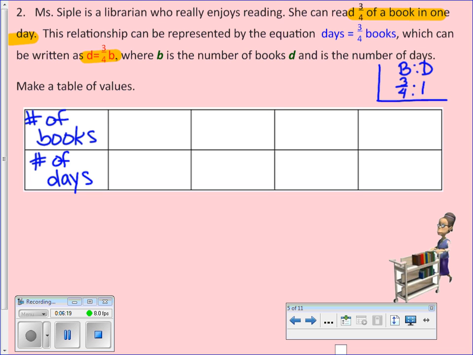So let's fill in the first column. What am I going to put here? What is my number of books in my key? 3/4. So 3/4 of a book in one day. I'm going to do the bottom row first, so that's totally easy. If there's a 1 here, I'm going to keep adding 1.